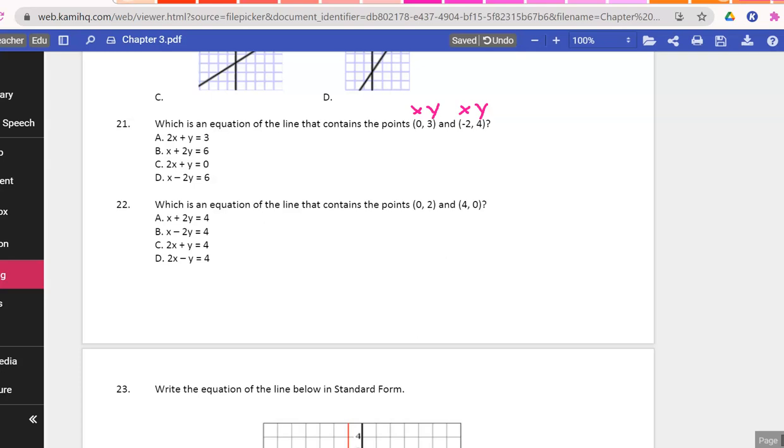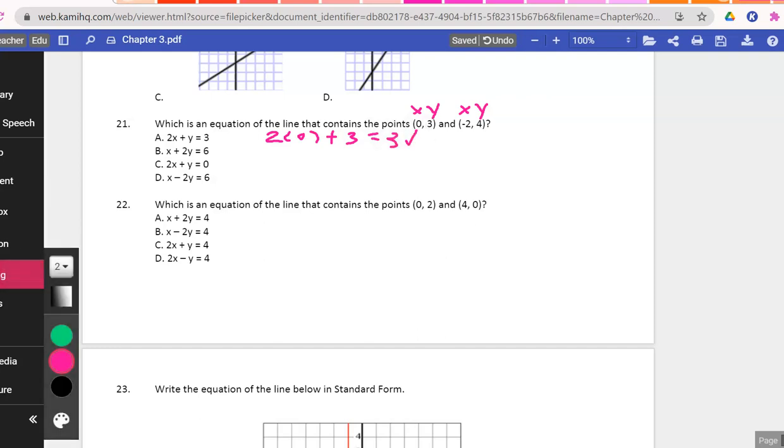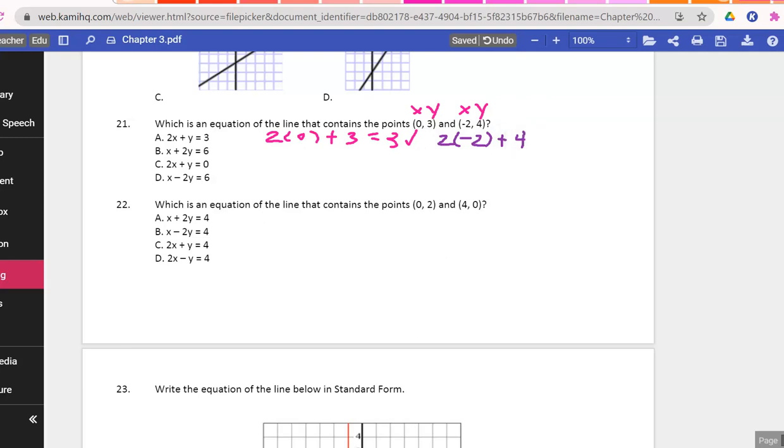So when you plug into your first equation, 2 times 0 plus 3. 2 times 0 gives you 0. 0 plus 3 gives you 3. So the first point works. I'll do the second one in a different color. When you plug the second point in, 2 times negative 2 plus 4. 2 times negative 2 gives you negative 4. Negative 4 plus 4 gives you 0. So that one doesn't work, which tells you this is not your answer.